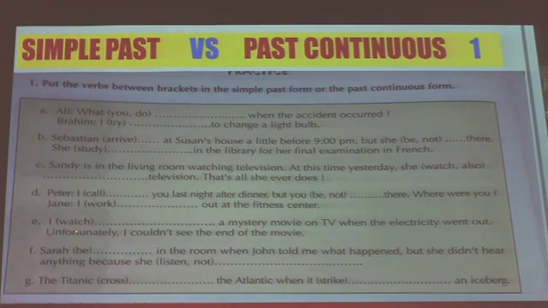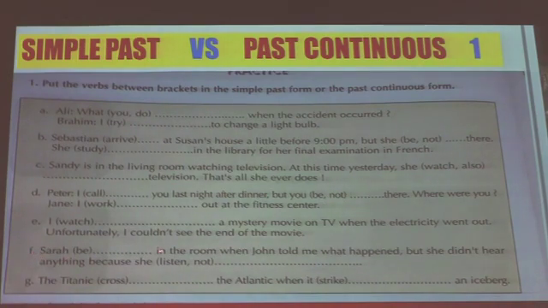I watch, the verb watch, which it seems to be a long action here, a mystery movie on TV when the electricity went out. So the short action is here, went out. Unfortunately, I couldn't see the end of the movie. It's the one before the last.